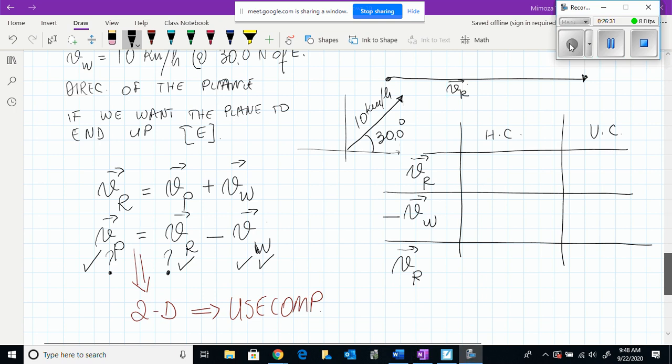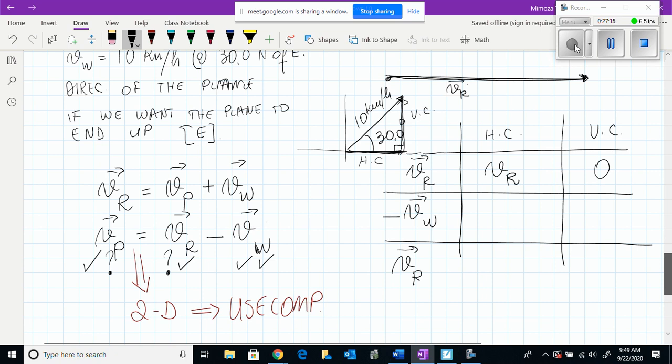So the horizontal component, since we want the resultant velocity to end up east, will be whatever the magnitude of the resultant is. And the vertical component of the resultant velocity is equal to 0. Is this clear? Now, for the velocity of the wind, we will construct the right angle triangle, and this will be the horizontal component, and this will be the vertical component.